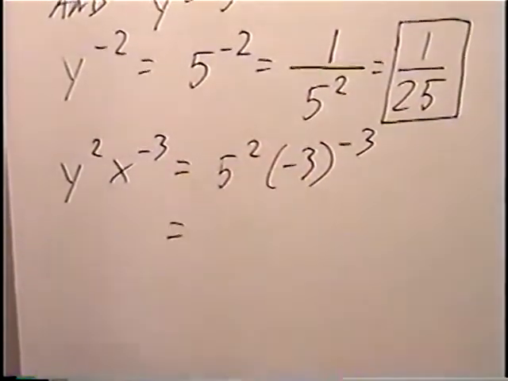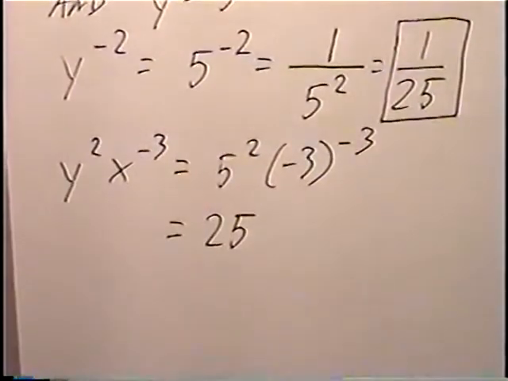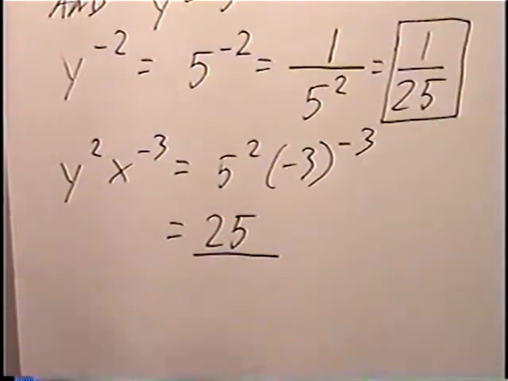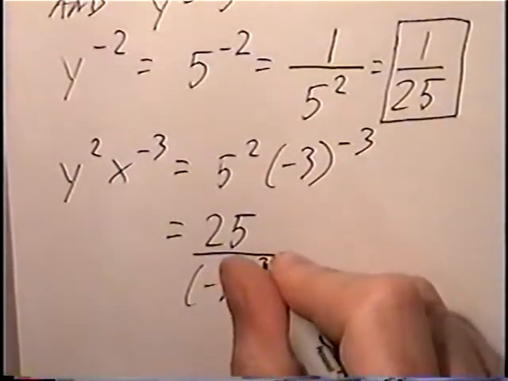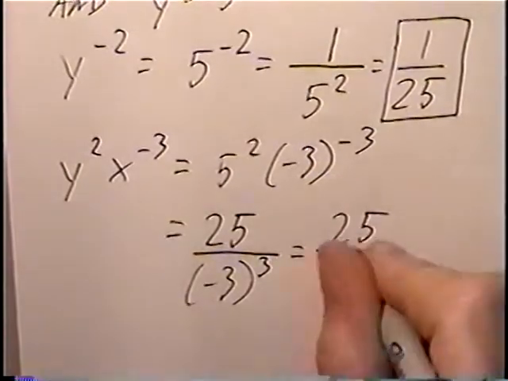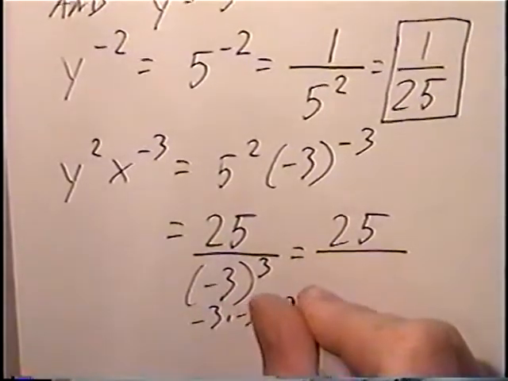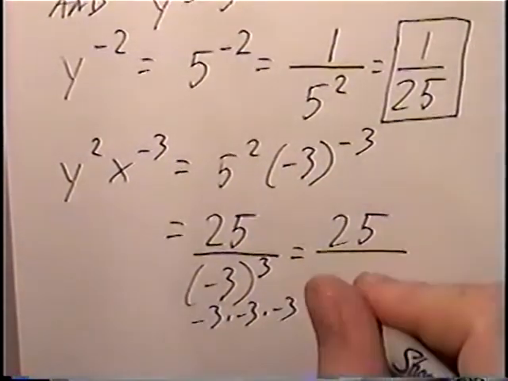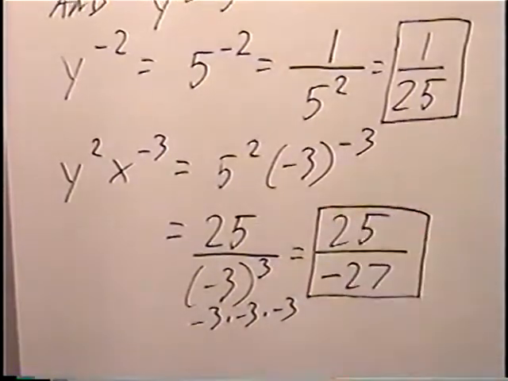Solving from here, 5 to the second power would be 5 times itself 2 times, or 5 times 5. That'd be 25. And negative exponents again, we can make a fraction. The -3 we can write for the denominator. And the exponent, -3, we'll put for the denominator, but when we change it, it'll change to a +3. So our final answer, 25, would stay the same, over -3 to the third power, which would be -3 times itself 3 times. -3 times -3 would be +9, and 9 times a -3 would be -27. So our final answer would be 25 over -27.